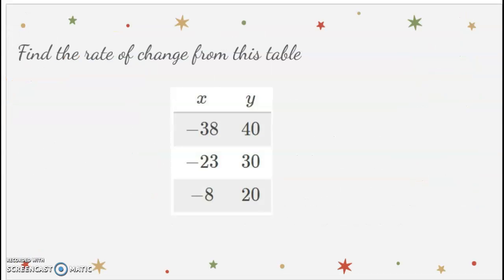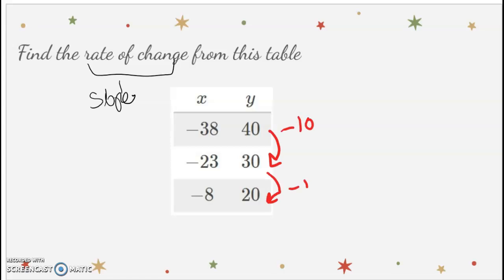So now I'm going to find the rate of change from this table. Remember, rate of change is just another word for slope. So I can actually find the change in y over the change in x. So it's changing from 40 to 30, which is how much? -10. It's decreasing by 10.